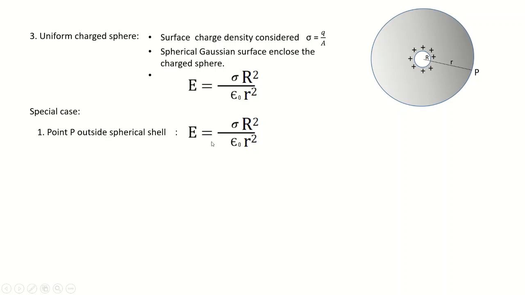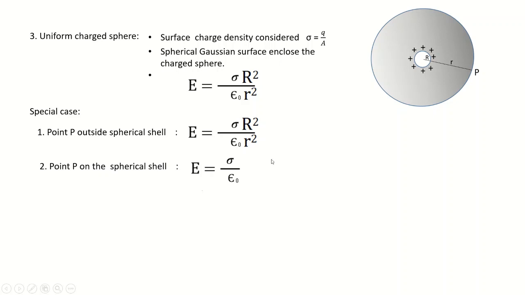Hence we are going to obtain the same result as we obtained above, because earlier the Gaussian surface was such that it enclosed the charged surface. So the point P must be at a distance r away from the charged sphere, which is greater than capital R. Now the second case is where point P lies on the spherical shell. Like this, point P is now lying on the spherical shell. Hence, both small r and capital R will be the same, so they cancel out each other.